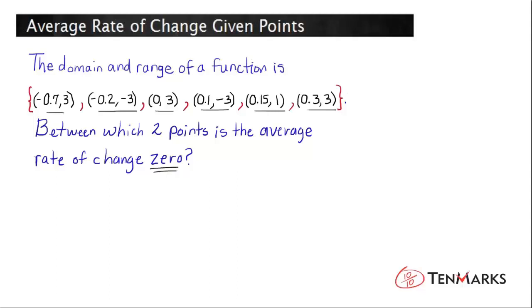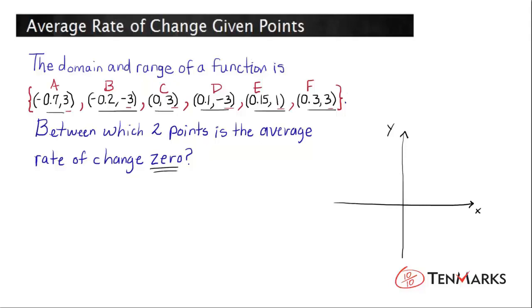Sometimes the easiest thing to do is to graph the points, or just do a sketch. Here's 2 axes we can use to graph these points on. Before I do anything else though, I think I want to label these points with letters. That'll make the graph a little neater when we're plotting the points. So we'll let this be A, B, C, D, E, and F. Now when we look at these points, our range is 3, negative 3, 3, negative 3, 1, 3. So our range goes from negative 3 to 3.